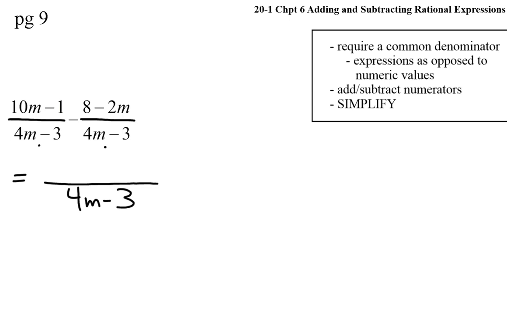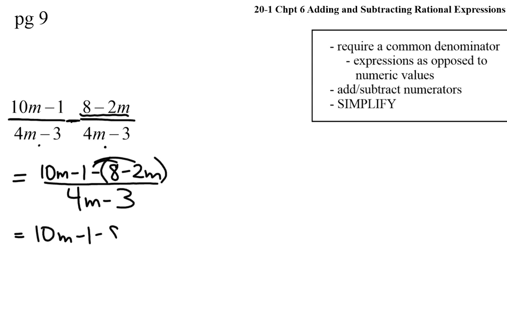So what do I have to do? I add and subtract my numerators. I have 10m minus 1, and I want to subtract 8 minus 2m. But because I'm subtracting multi-terms, I need to make sure that's in brackets. So I end up with, if I distribute, 10m minus 1 minus 8 plus 2m. And that's over my common denominator of 4m minus 3.